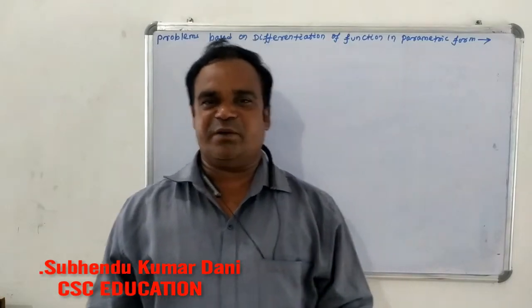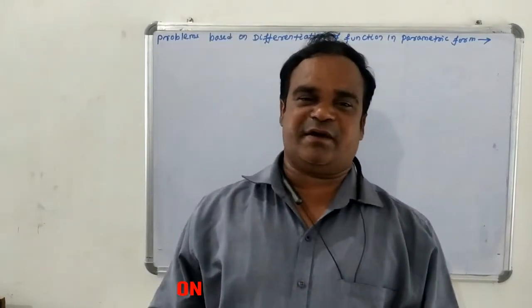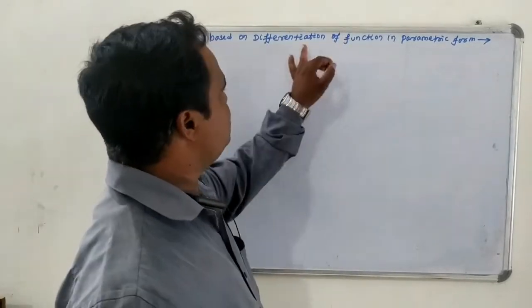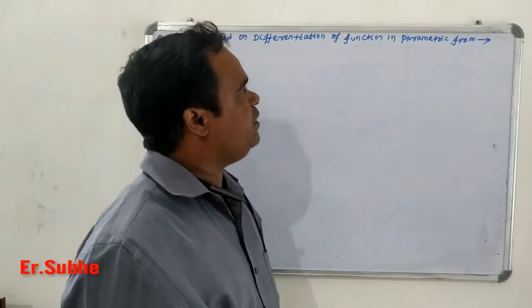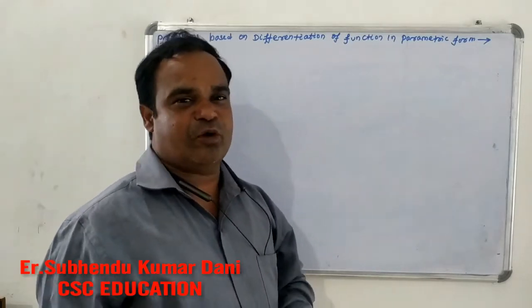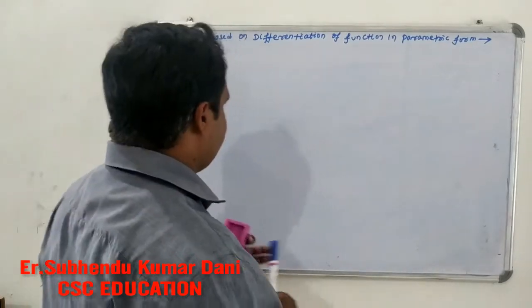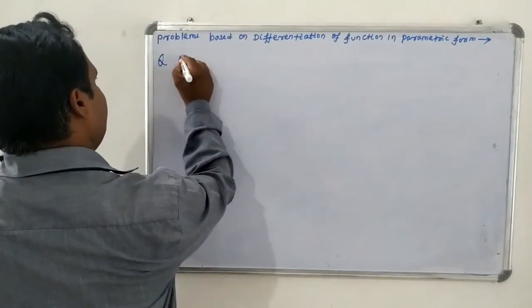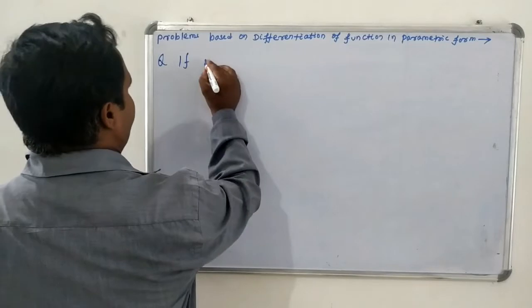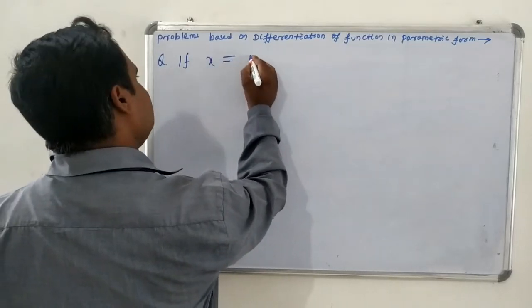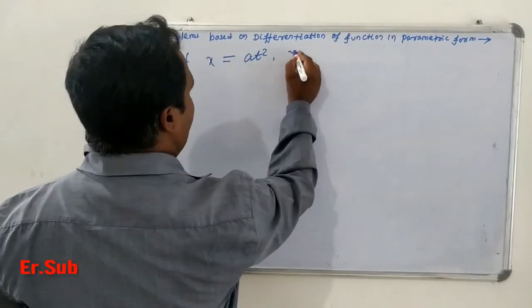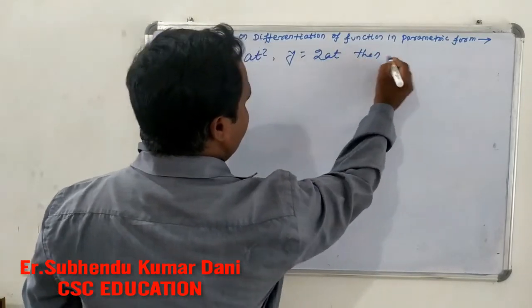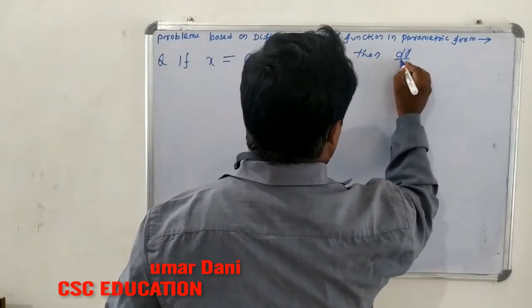Today I will discuss the topic: problems based on differentiation of functions in parametric form. Some questions are there. Firstly, if x equals at square and y equals 2at, then find dy by dx.